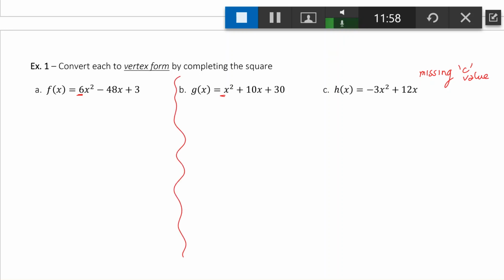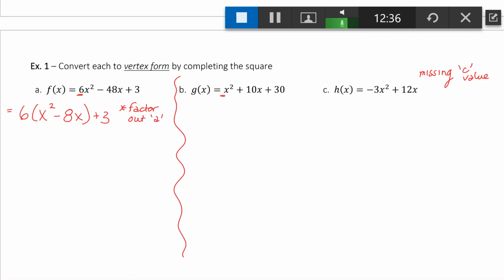So I'm just going to draw a line here to kind of separate this information. Remembering the steps that we need to go through, if you need to go back to the first page and have that beside you while you do this, please do. So the first step we want to do is factor out that a value from our x squared and our b, or our x term. Our a value is 6. I'm going to factor that out. That leaves me with x squared. Well, 48 divided by 6, that leaves me with 8x. And essentially, that's what I've done, is factor out a.